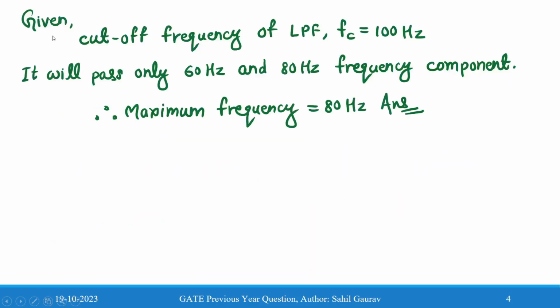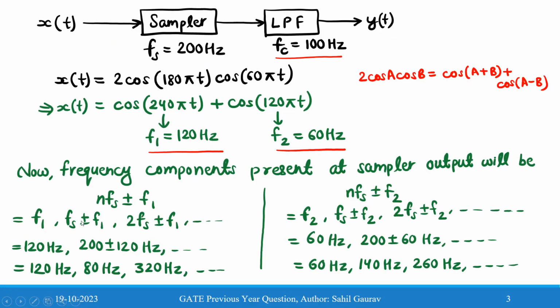Now the cutoff frequency of the low pass filter is 100 hertz. So it will pass only the 60 hertz and 80 hertz components. The signal having frequency 120 hertz will not pass through the filter. This will also not pass through the filter. This will get passed, this will also get passed, and these will not get passed.